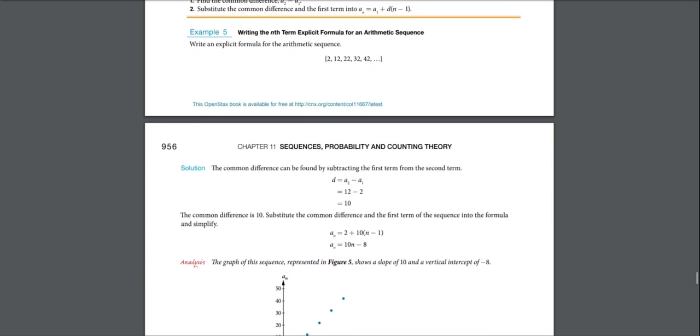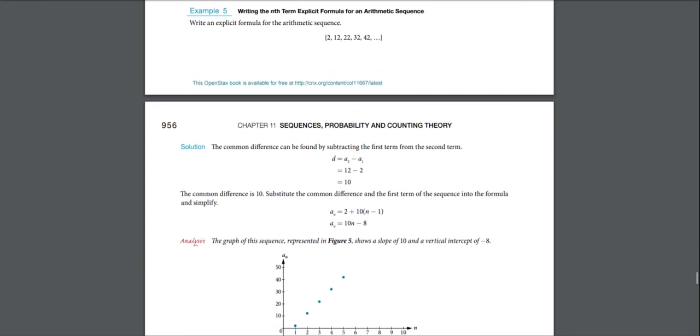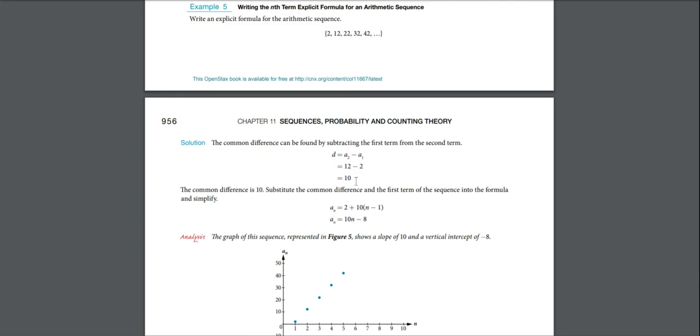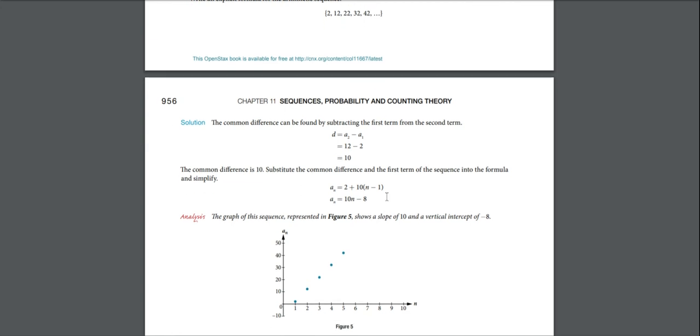Again, with explicit formulas, you can find any term if you have the formula. With recursive formulas, you can only find the next term. So you can find any term or you can find the next term. So that's any term with explicit, just the next term with recursive. So that's the difference.